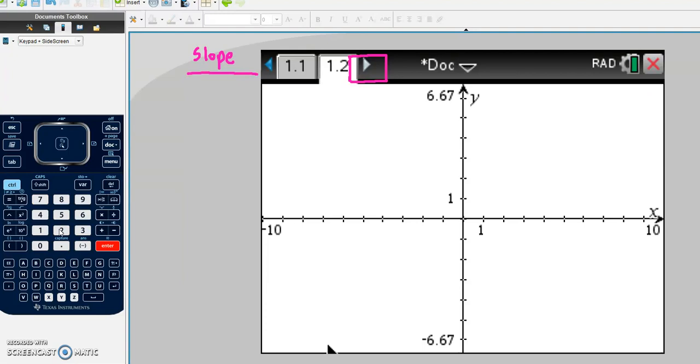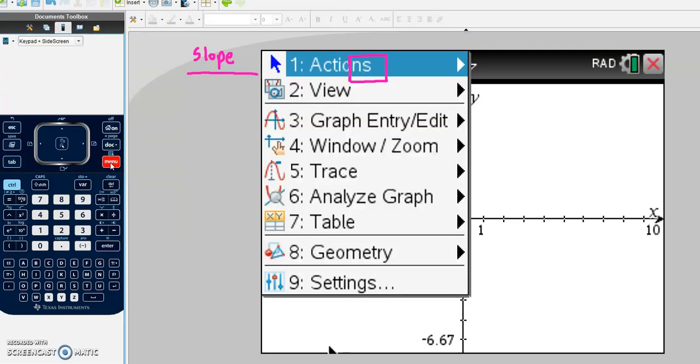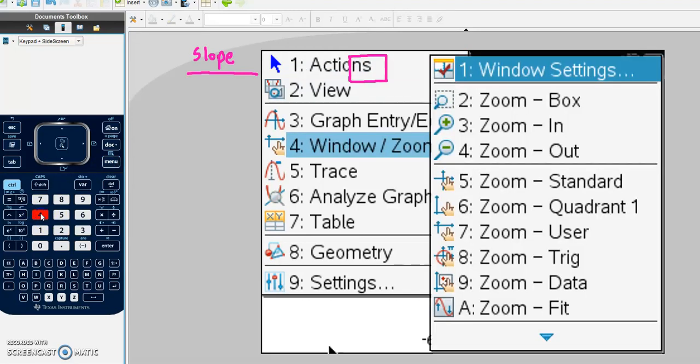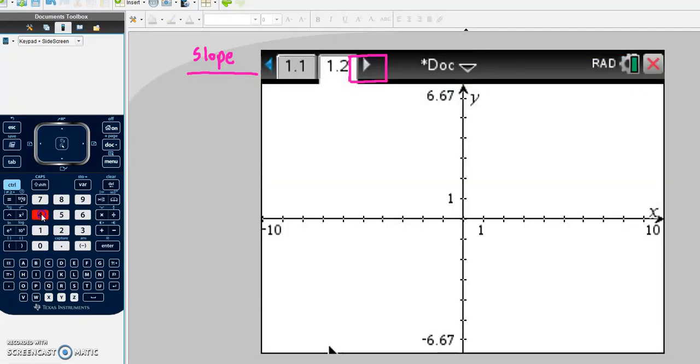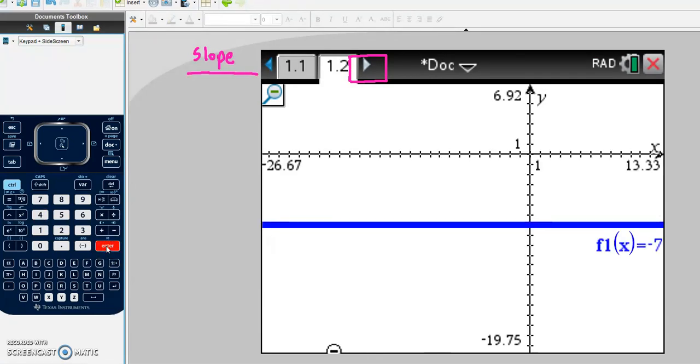And you can't see it because I need to change my window. So let me see. I go to menu, and then on menu number 4, see it says window zoom. I'm going to hit number 4. And I want to zoom out because I want to be able to see more, right? So I'm going to hit number 4 again. And then let me hit enter. Oh, there we go. That works. Okay, so we can see that it is a horizontal line.